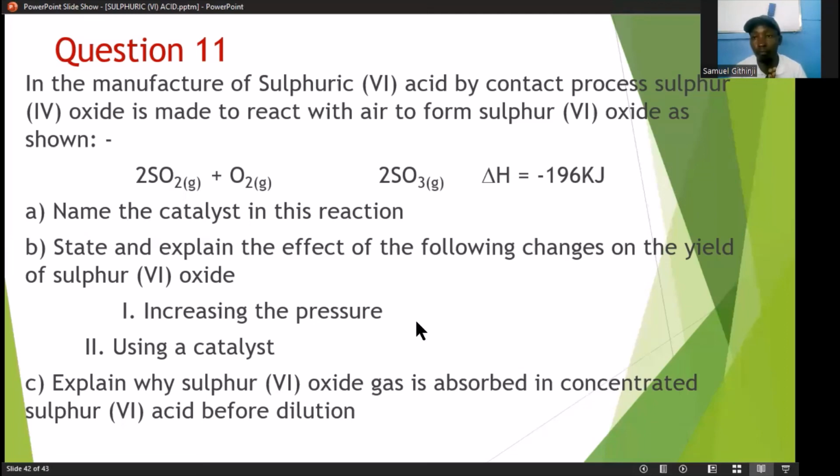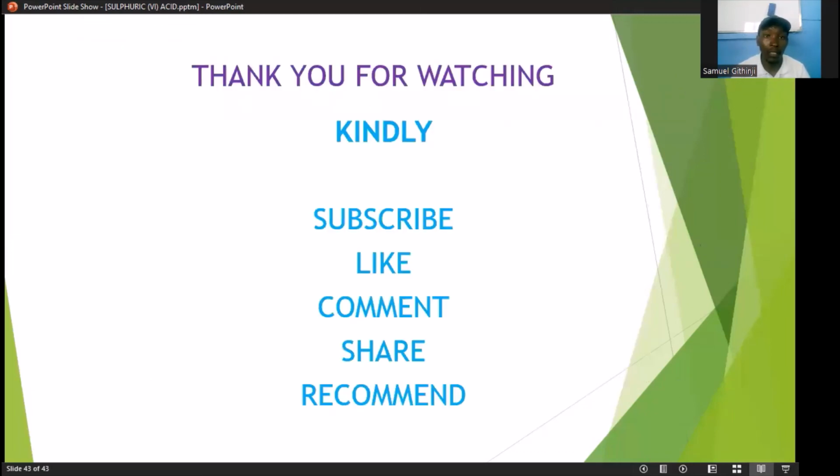Otherwise, these questions will keep repeating themselves. And the questions on sulfuric acid can also be tied to other topics. Like you can see this one is tied to rates of reaction and equilibrium. So my student, be wise and revise broadly.